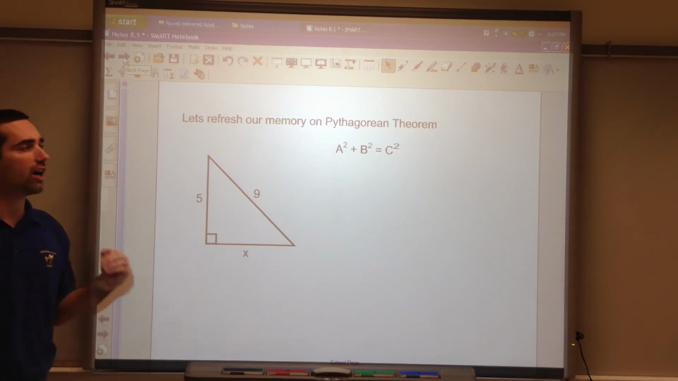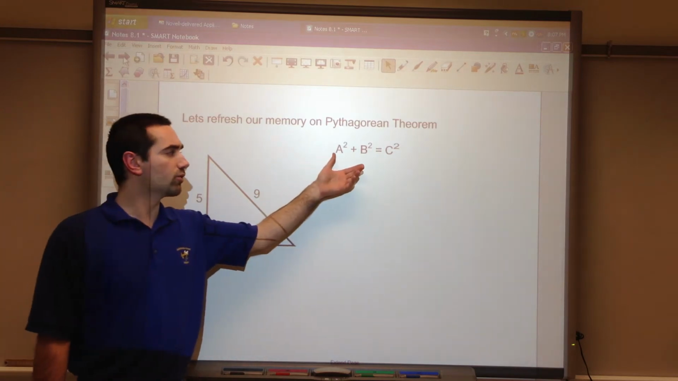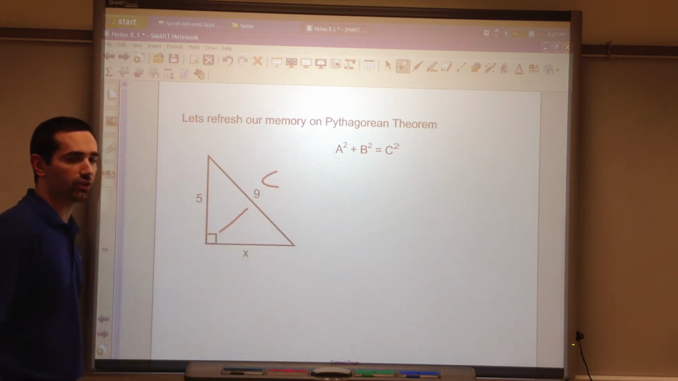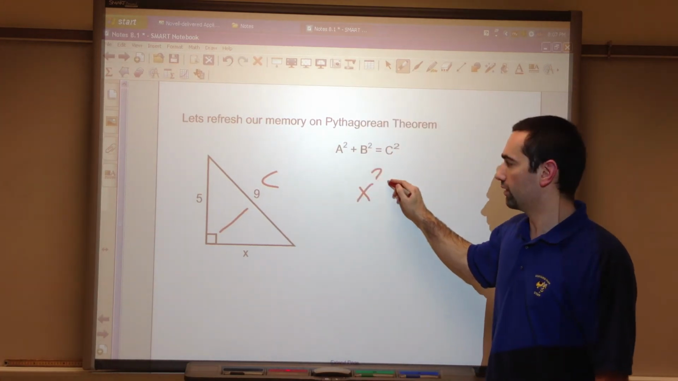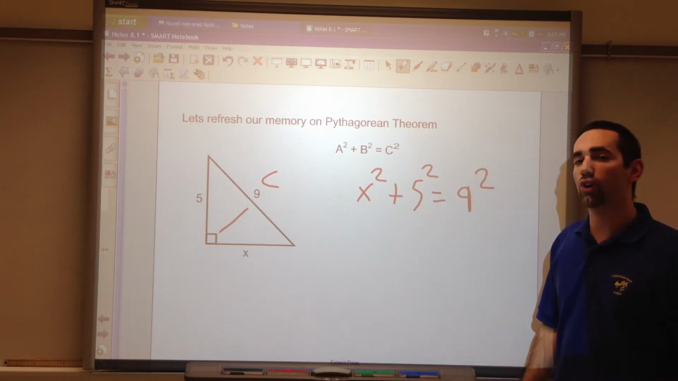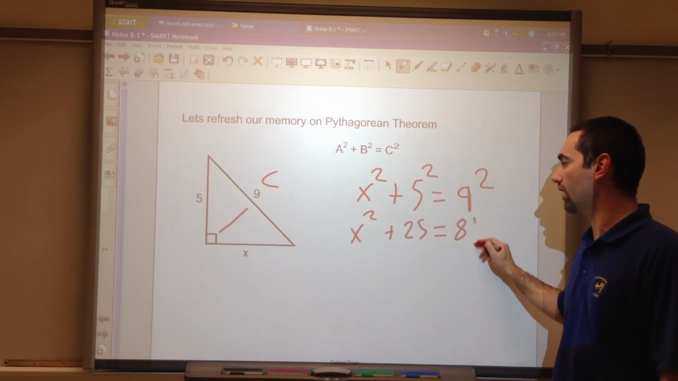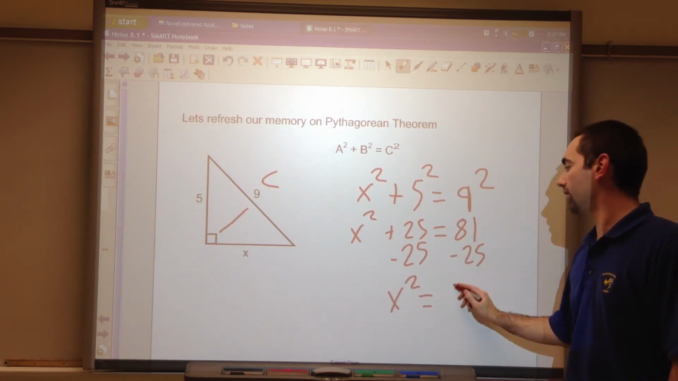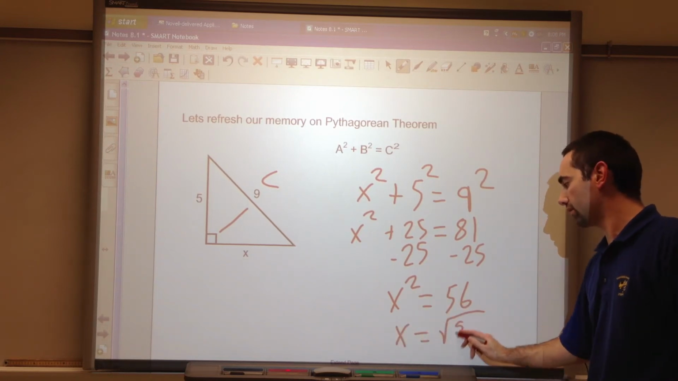Let's refresh our memory on how Pythagorean theorem works. So, Pythagorean theorem, a squared plus b squared equals c squared. C is always across from the right angle, the hypotenuse. So, our formula, x squared plus 5 squared equals 9 squared. And we solve for x. X squared plus 25 equals 81. Subtract 25. X squared equals 56. So x is the square root of 56.